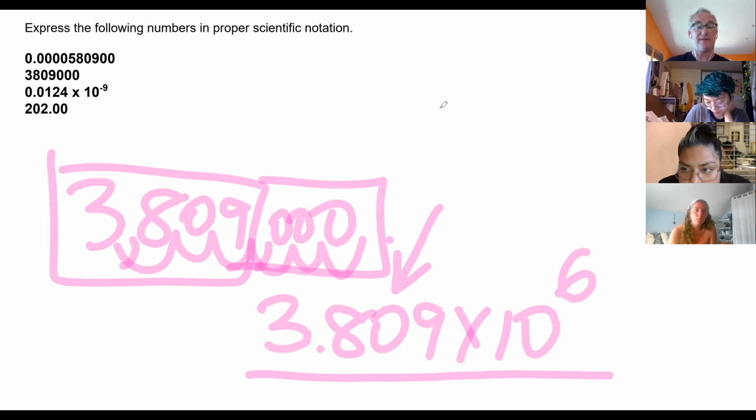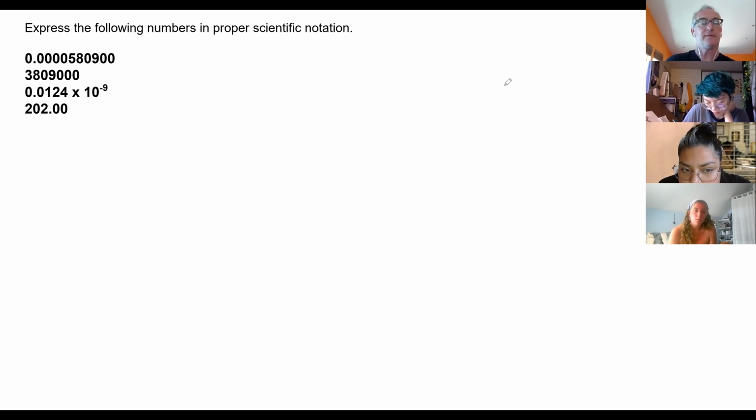Now that's different from the first number here. So how many significant digits are there in this number? 6. Very good. How'd you come up with that?